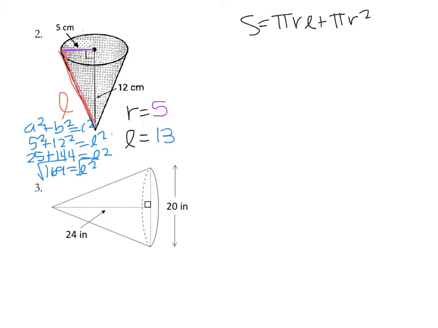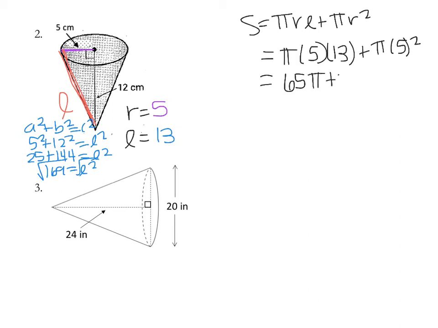So you need to make sure you're using the appropriate number. If the slant height is missing, we find it first. And now we can just plug into the formula. That's pi times 5 times 13 plus pi times 5 squared. That's going to be 65 pi plus 25 pi, which gives me a surface area of 90 pi centimeters squared.